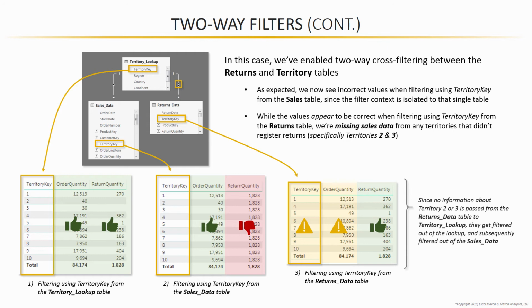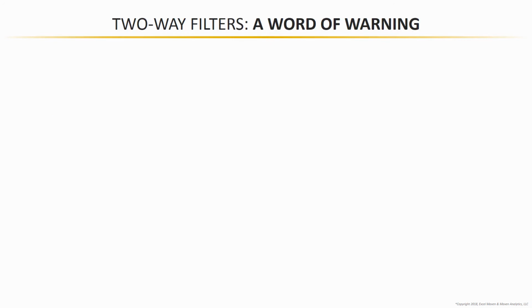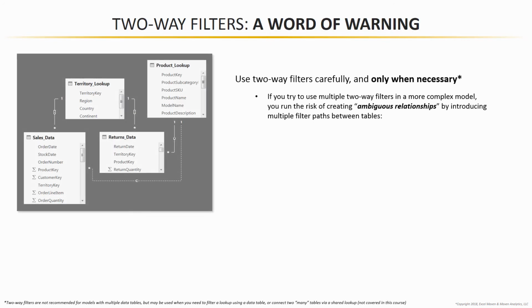So had we not gone through this exercise, we may never have realized that territory 2 actually drove an order quantity of 40, and territory 3 drove an order quantity of 30. But because of the way our filter context flows, those values get completely stripped out of this view. So that brings me to my next point, which is a word of warning about two-way filters. The fact is you've got to use two-way filters carefully and only when necessary.